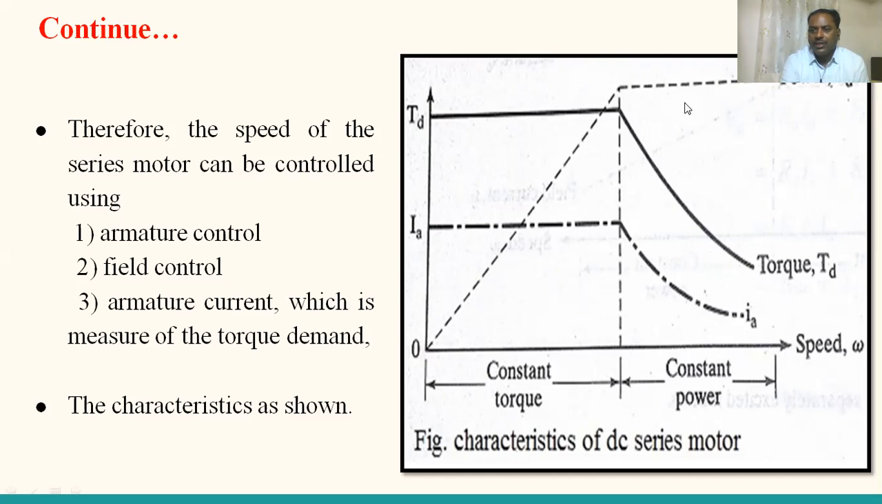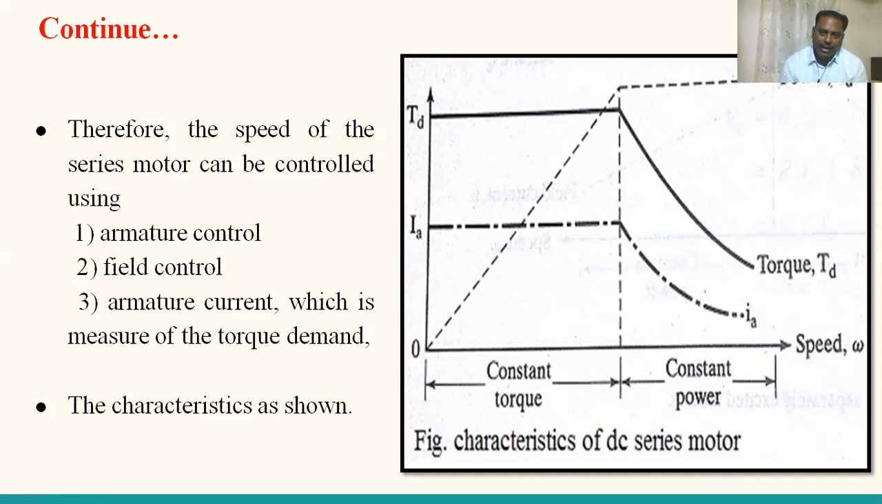Similarly, you can observe the constant power region. The power should be maintained constant. And what about the torque? Torque has to be decaying as the speed increases. Speed increases, torque decreases. This is the relation here. So to maintain the power constant, what is the nature of the armature current here? Armature current is also decreasing along with the torque Td, to maintain the power constant. So these are the characteristics of the DC series motor.